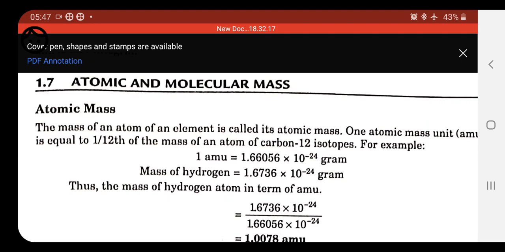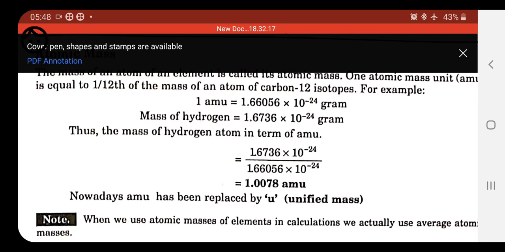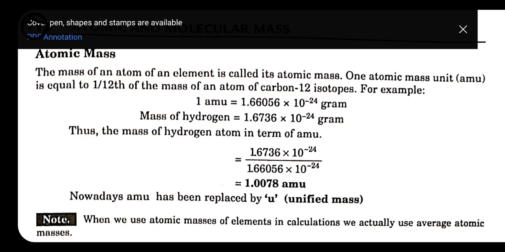So to get the accurate mass, we have to divide the mass of the element by the mass of the standard unit. So here we have the mass of hydrogen that we got after measuring with the help of carbon 12. It is 1.6736 into 10 to the power minus 24, and 1 AMU is what? 1.66. So finally we got 1.0078 AMU, which is the exact mass of hydrogen that we are studying nowadays.